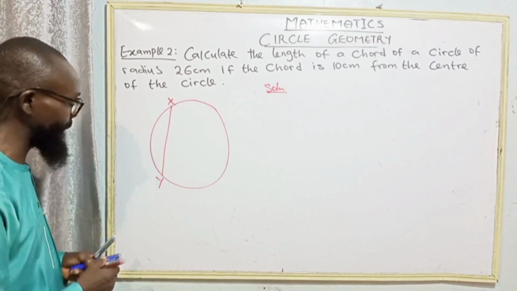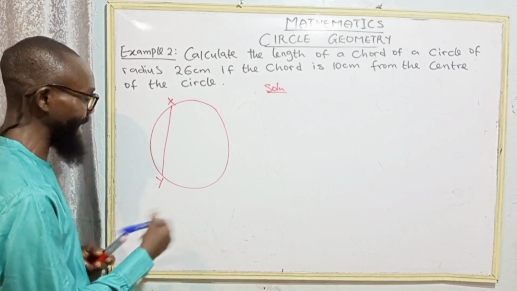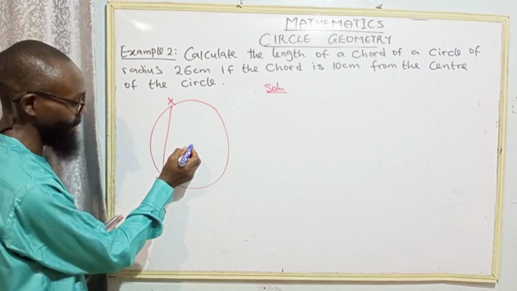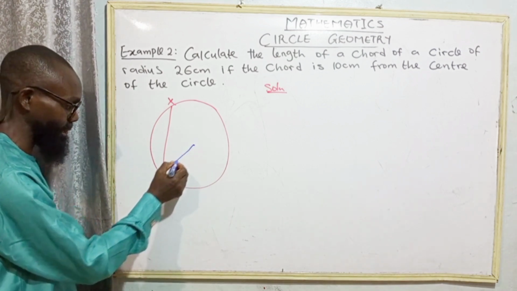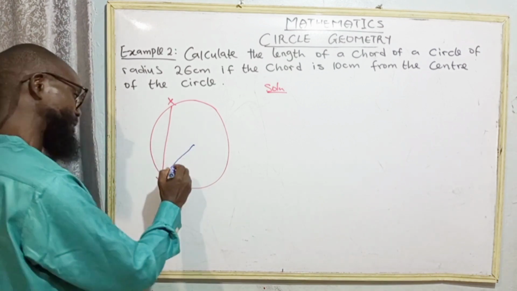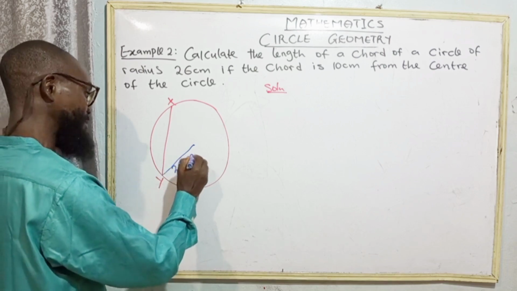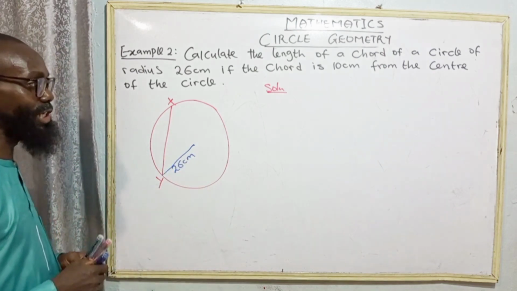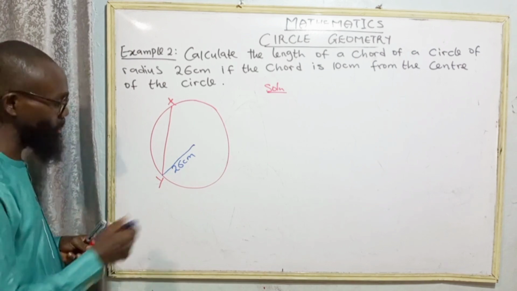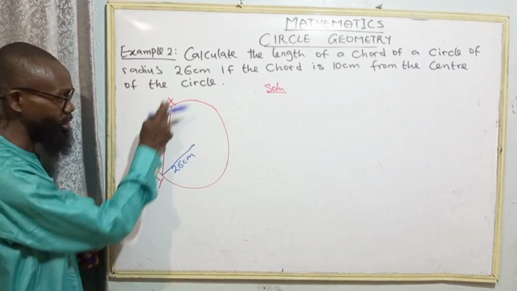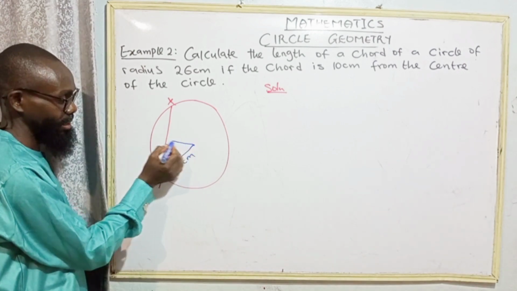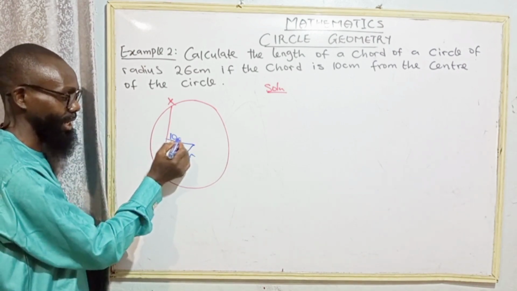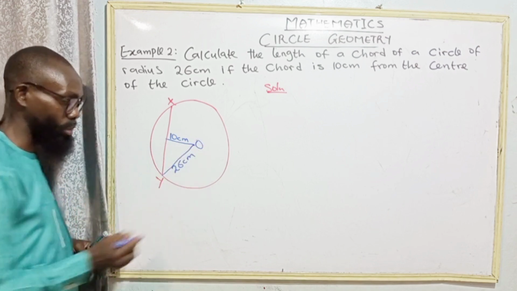You know a radius means the distance from the center. Let's say this is the center of the circle. The distance from the center of the circle to any part of the circumference, so this distance is 26 centimeters. If the chord is 10 centimeters from the center of the circle, so this is the center, the distance here is 10 centimeters. Let me call it point O.